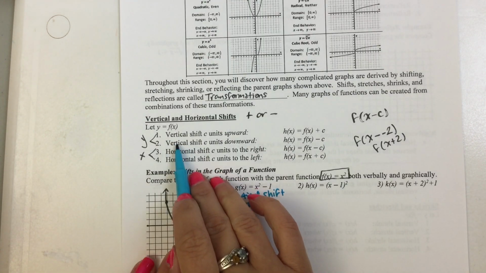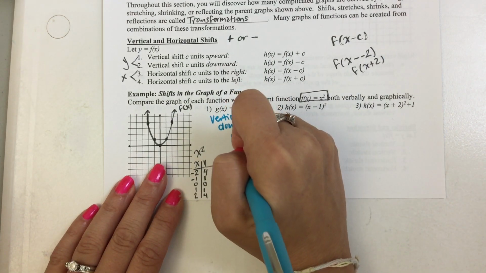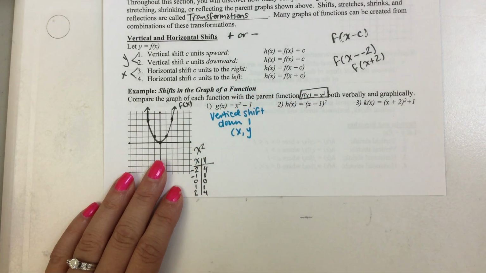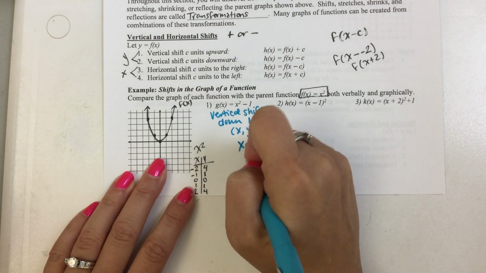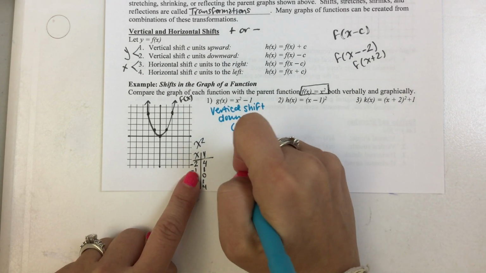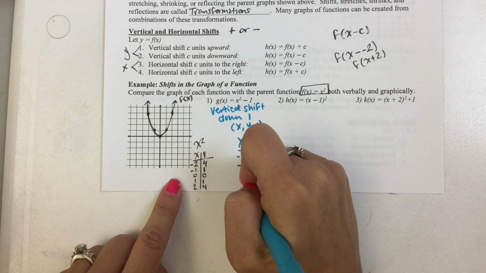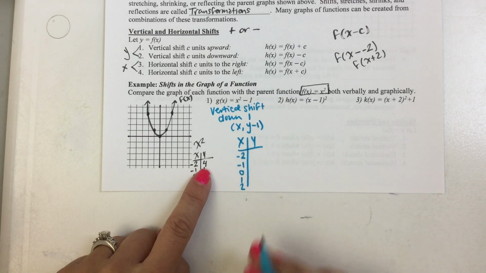If you are changing in a vertical direction, you change the y in the ordered pair. The x stays. The y, if I want to make it go down 1, I need to minus 1. So I need to take the ordered pairs from the parent function. Keep every x the same: -2, -1, 0, 1, 2. Take every y and minus 1.